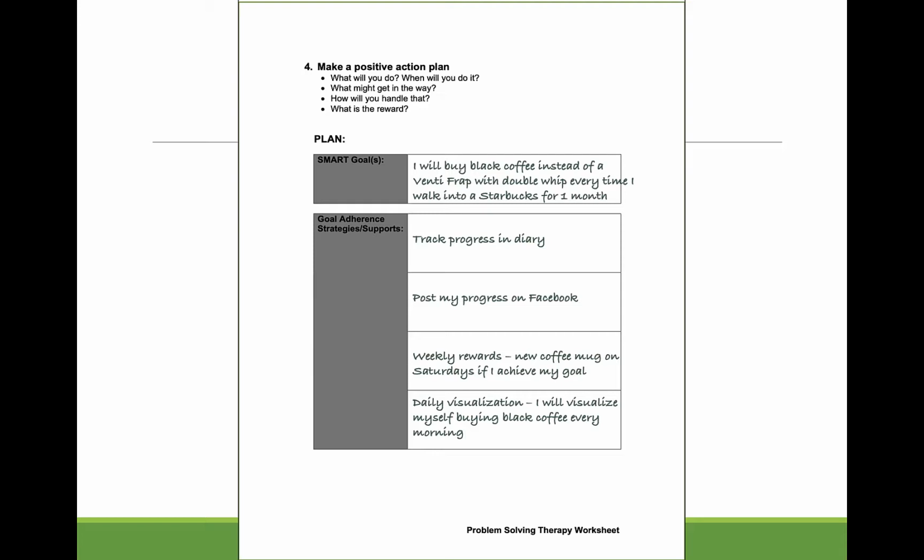The supports for goal adherence directly map onto the 7 different strategies we just discussed. There's self-monitoring in that this client will track their progress in a diary. There's a social support component in that this client will post their progress on Facebook. There's an aspect of self-reinforcement in that this individual has set up weekly rewards and that they will buy themselves a new coffee mug on Saturdays if they achieve their weekly goal. There is also a behavioral rehearsal in that this individual has committed to a daily visualization. This individual has indicated that at the beginning of every day, they will visualize themselves buying black coffee every morning.